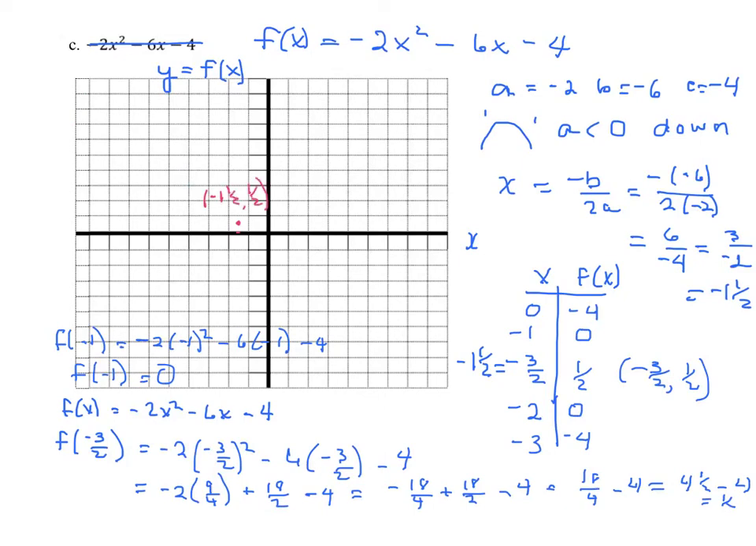Good. And now let's do negative 1, 0. Negative 1, 0 is right here. Negative 2, 0. Yay. Negative 3, negative 4. There he is. And 0, negative 4. Perfecto. Now let's see if I can connect those. Not that great. Didn't connect those very well here. Let's reconnect. Good.